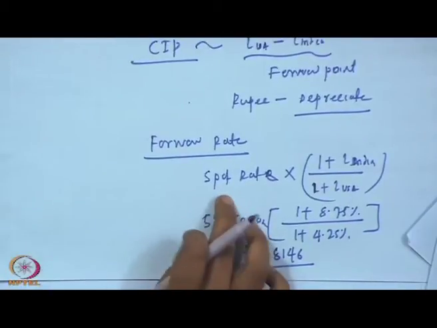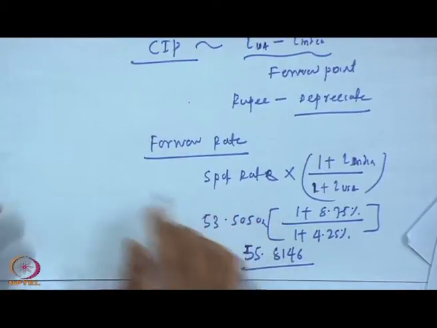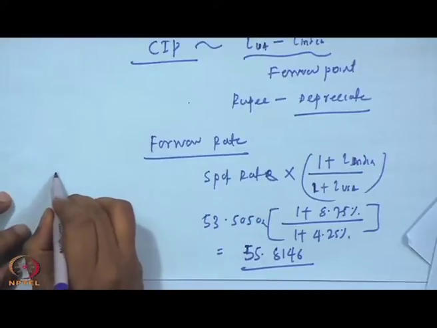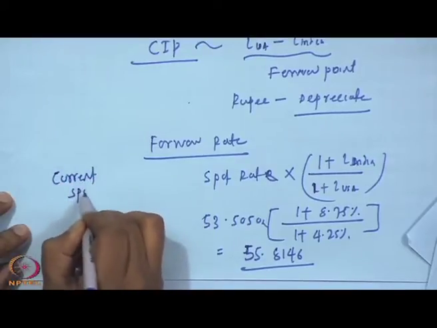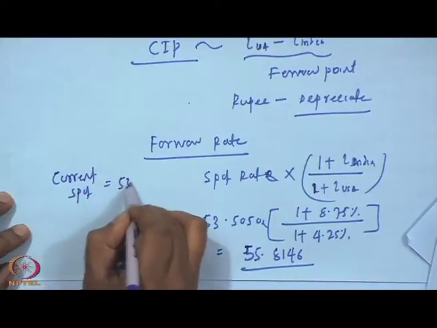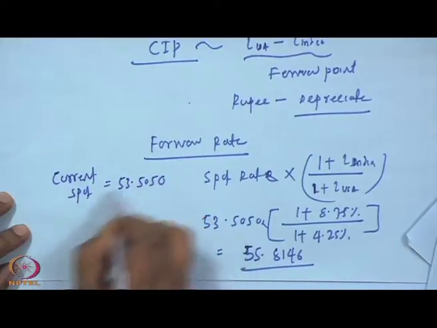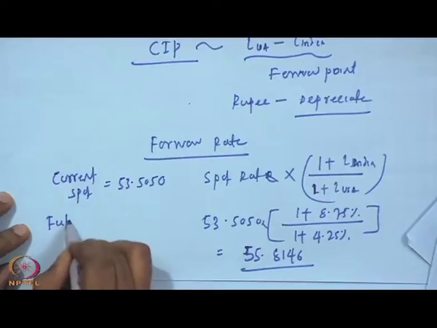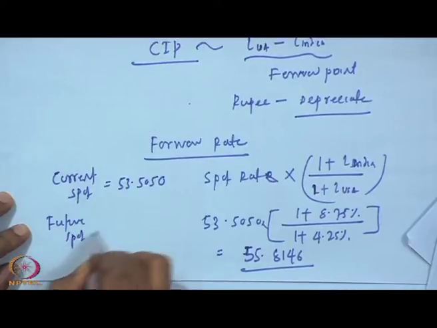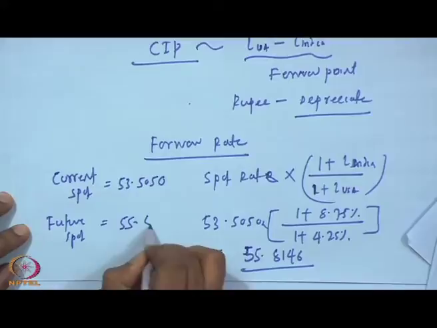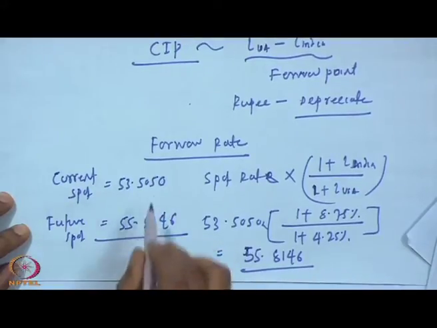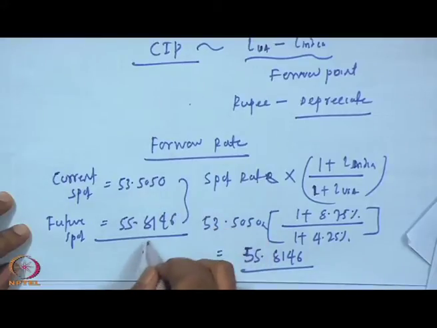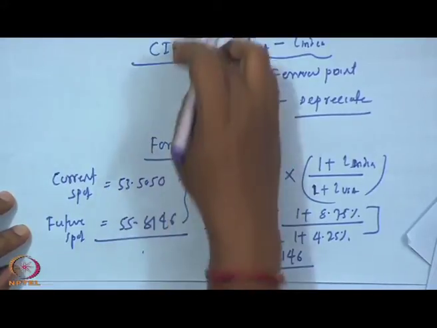What is the future spot rate? The current spot rate is 53.5050 and the future spot is 55.8146. So the forward premium here, the difference with the forward discount rate, is adjusted through the CIP hypothesis.